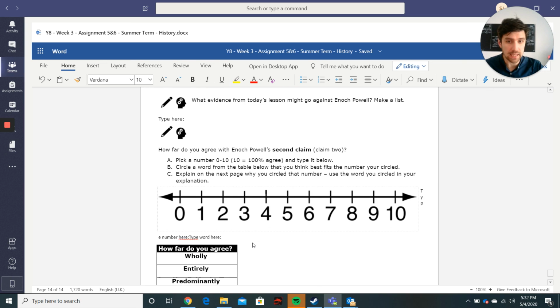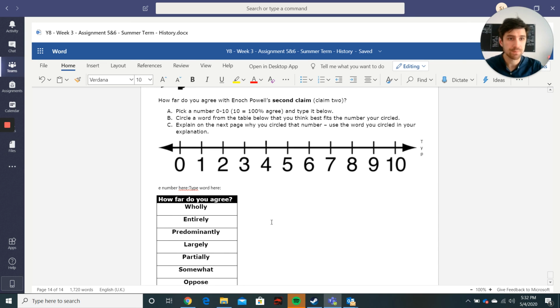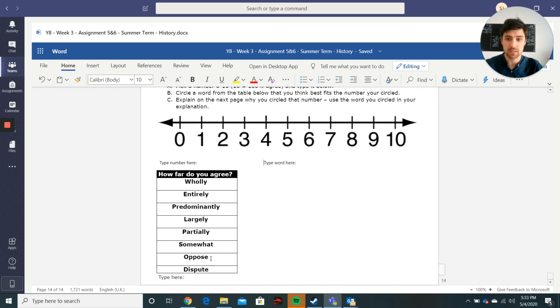And then finally, like we've done many times now, how far do you agree with Enoch Powell's claim? 10, completely agree. 0, you completely disagree. Type your number where it says type number here. Select a word which best sums up what you think. Type that word where it says type word here. And then underneath, explain why you circled that number, and you must use the word that you circled.